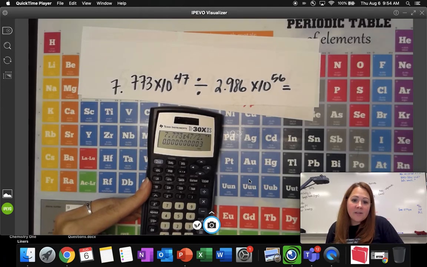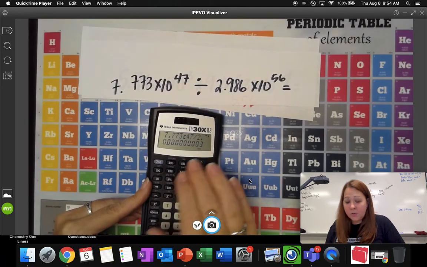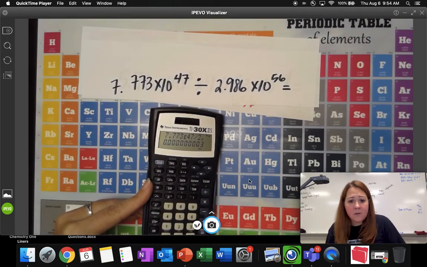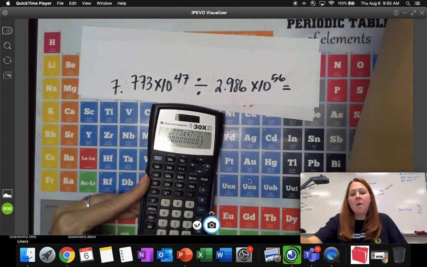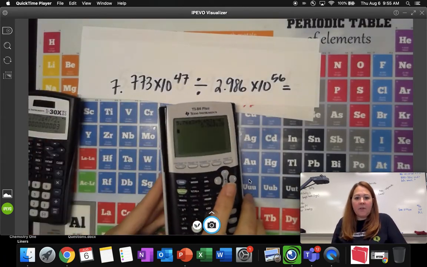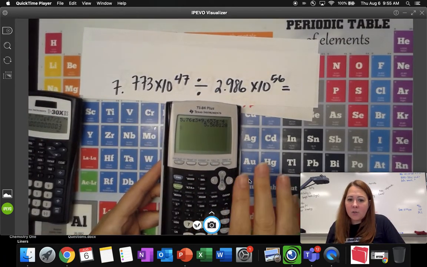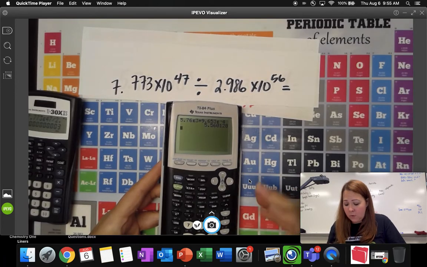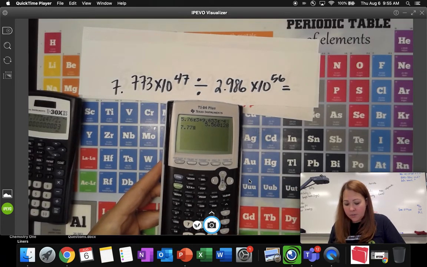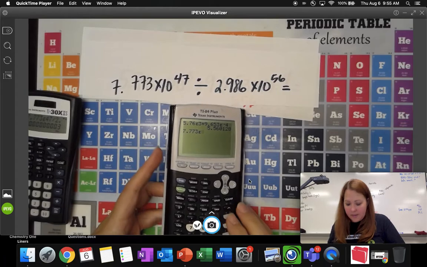So when we do this, this calculator gives you all those zeros. Those are all placeholder zeros. You could write your answer in scientific notation if you wanted to. If you have this type of calculator, a graphing calculator, that would actually already get rid of the zeros for you and give you your answer in scientific notation. Let me show you that.